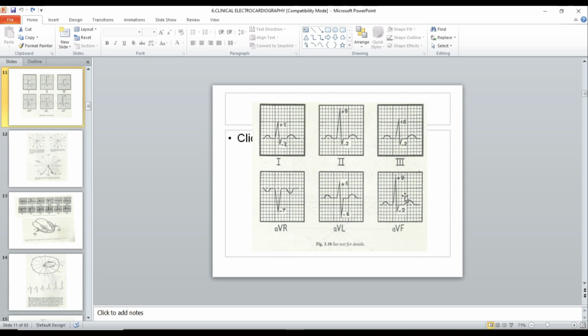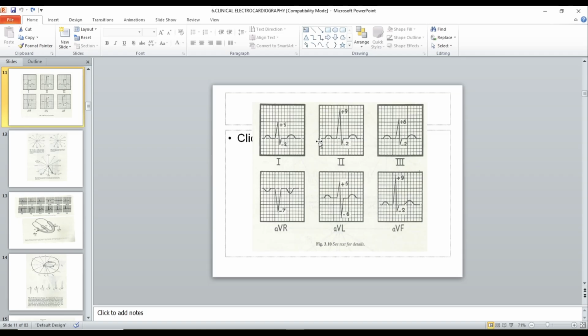Exact axis deviation can be mathematically calculated by getting the algebraic sum of the positive and negative electrical potentials in lead 1 and lead 3. For example, in lead 1, the positive potential is 5 millimeters and the negative downwards is minus 2. The resultant will be plus 3. In lead 3, the positive potential is plus 6 millimeters and the negative is minus 2. The resultant algebraic sum is plus 4.